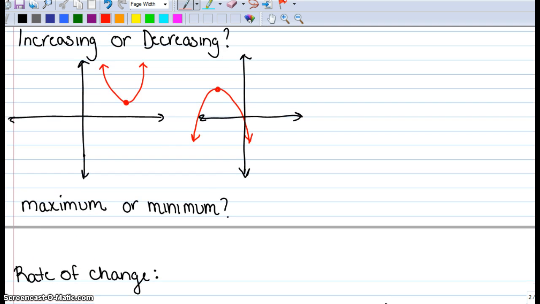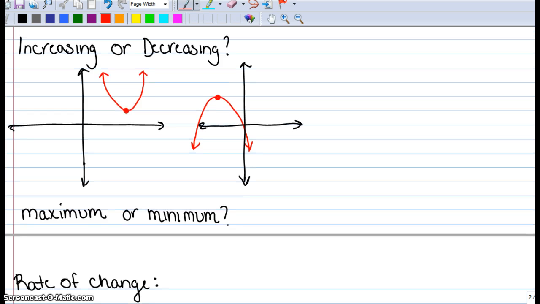Next up is whether or where the graph is increasing or decreasing. When reading a graph, you do want to read it from left to right. So if we're looking at where is the graph increasing, that means where are the y values getting larger from left to right. So if you look at the parabola opening up, where the values are getting larger would be on the right-hand side. And if you look at the parabola opening down, where are the y values getting larger, that would be on the left-hand side.